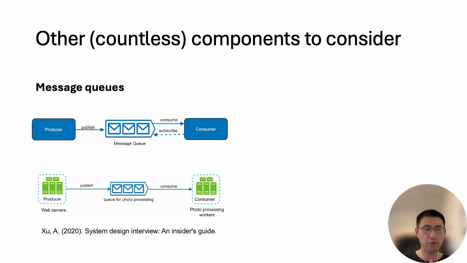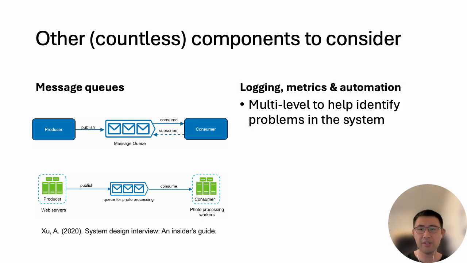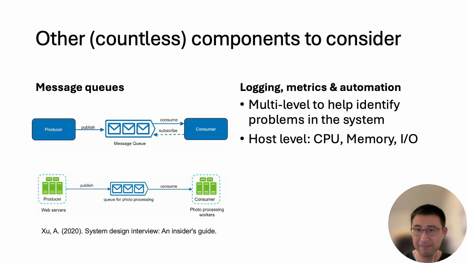For example, if we are trying to process some photos, the web servers just send requests into a queue, and whenever the photo processing workers have availability, they consume from the queue in a first in, first out manner. And of course, in a system, there's also logging, metrics, and automation. It needs to be multi-level so that we can use those to identify problems in the system.